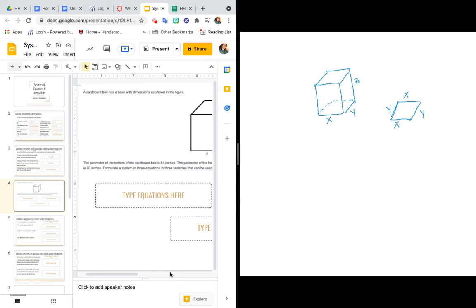So the perimeter of the bottom of the box, when I find perimeter, perimeter means add up all the sides. So the perimeter of the box is 54 inches, and I'm going to add up all the sides. Well, I've got 1, 2, 3, 4 sides. So I'm going to do Y plus X plus Y plus X. I'm adding all 4 of my sides.